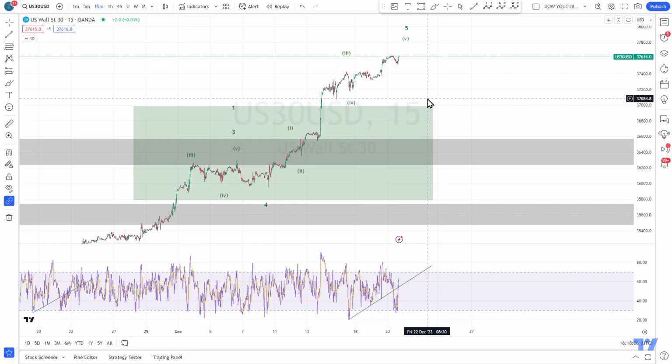And then on the 15 minutes, something similar. If we consider the structure from here, so the new cycle from here, so far this structure here also looks ending. We have our 5 waves: 1, 2, 3, 4, and now it looks like we will make a 5th wave or a new high here with divergence. Okay, that's my analysis for now.